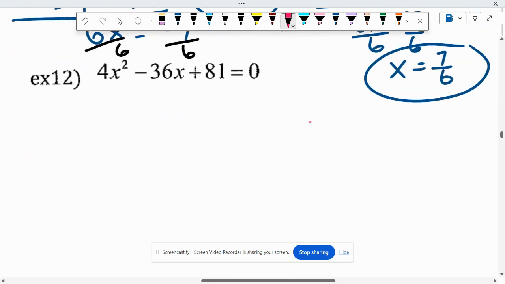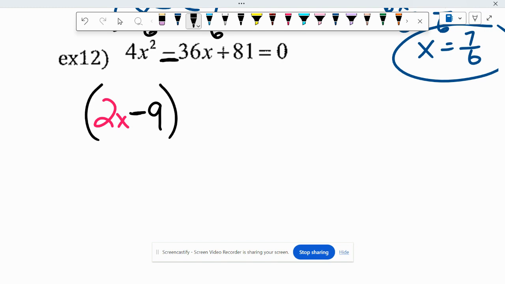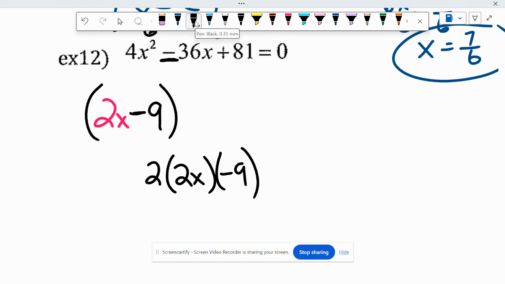What about number 12? What are they? Perfect squares. What is the square root of 4x squared? It's 2x. What is the square root of 81? What is the square root of 81? 9. Remember I said if there's a negative in here at all, that means that these are joined by a minus. So let's check and see if it really is a perfect square trinomial. 2 times the first term times the second term. What is 2 times 2x? 4x. 4x times negative 9 is negative 36.